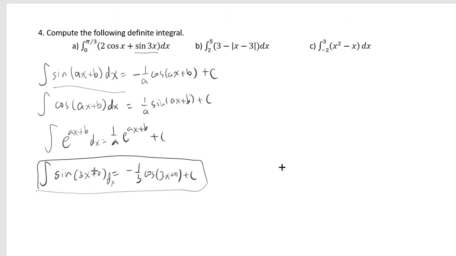The proof of this formula is by just using u substitution. If you set u as this, and work out the u substitution, then you'll see that eventually you get this. If you don't like this, you can still just solve this by u substitution, u equals 3x. But this is a shortcut that's very useful if you know it. Okay? So let's do part A.